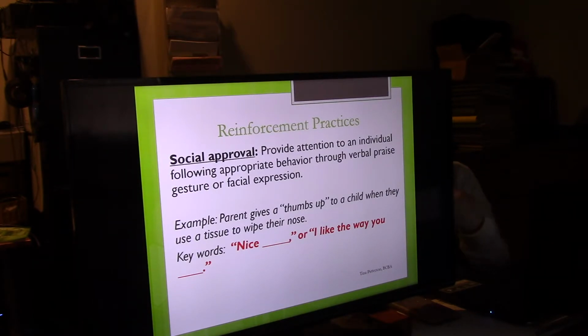Reinforcement practices. Social approval. Provide attention to an individual following appropriate behavior through verbal praise, gesture, or a facial expression. So a parent gives a thumbs up to a child when they use a tissue to wipe their nose. You'd say, nice job, nice working, nice quiet hands, or I like the way you walked in the hallway, I like the way you shared your cake yesterday.